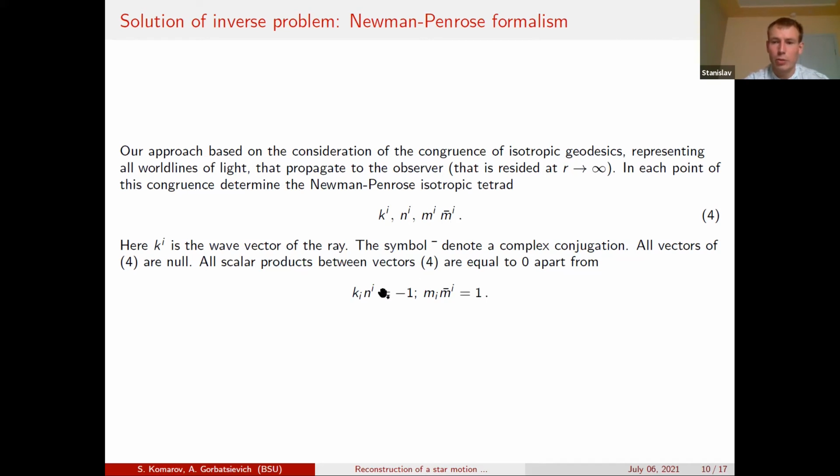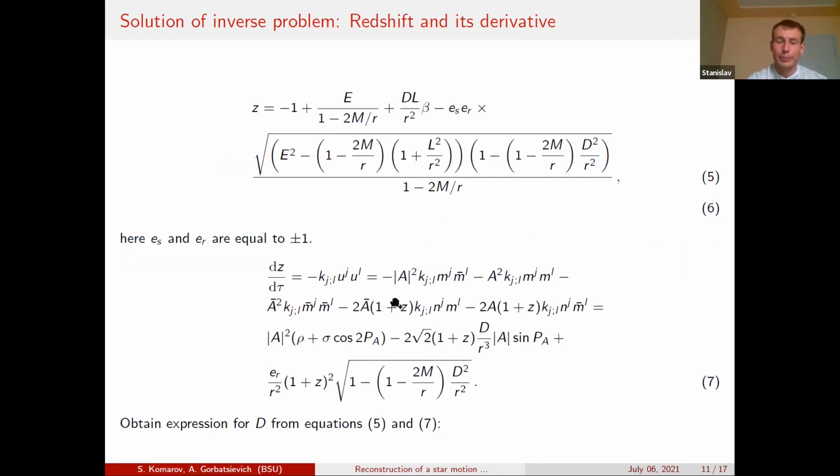These are standard formulas we have for this. This is the formula for redshift. And it is possible to calculate the derivative of redshift relative to time. We obtain such an expression.